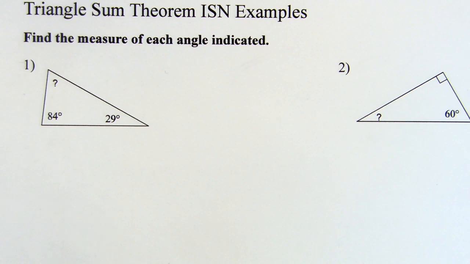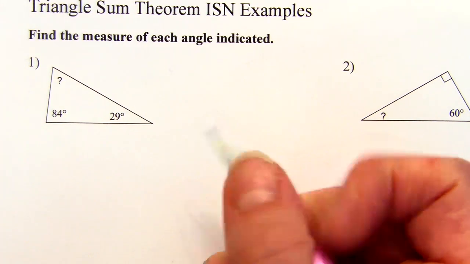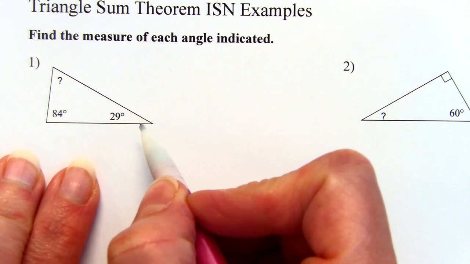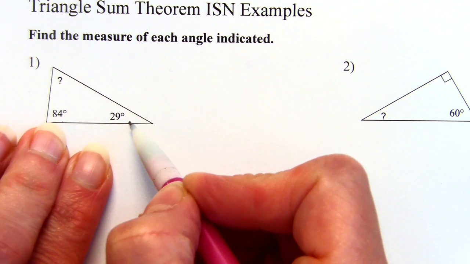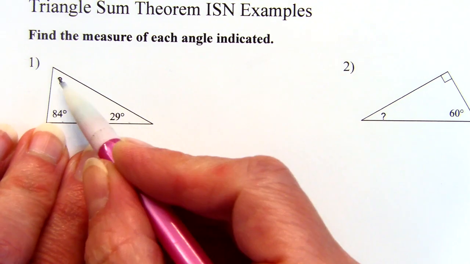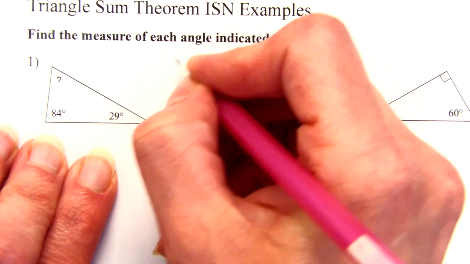Triangle sum theorem for 8th grade. Find the measure of each angle indicated. As we found out in our activity earlier, the three angles in a triangle add up to 180 degrees. So if you have two of the angles, you can subtract them from 180 to find the angle that's missing.